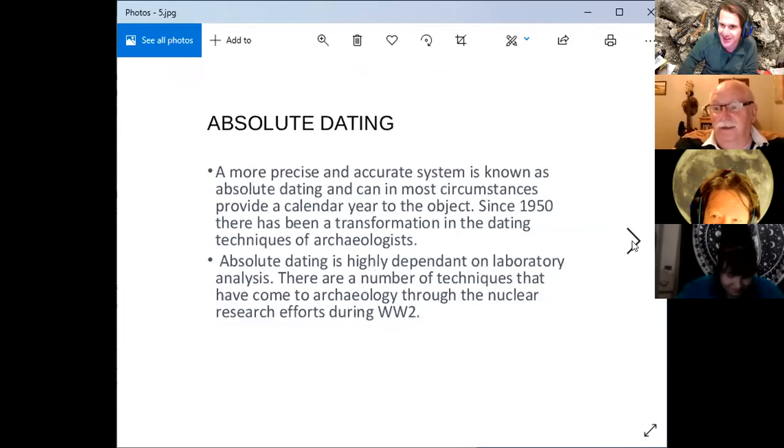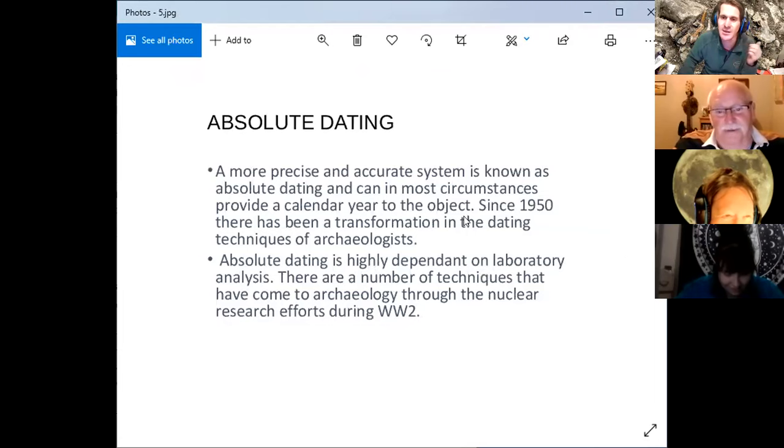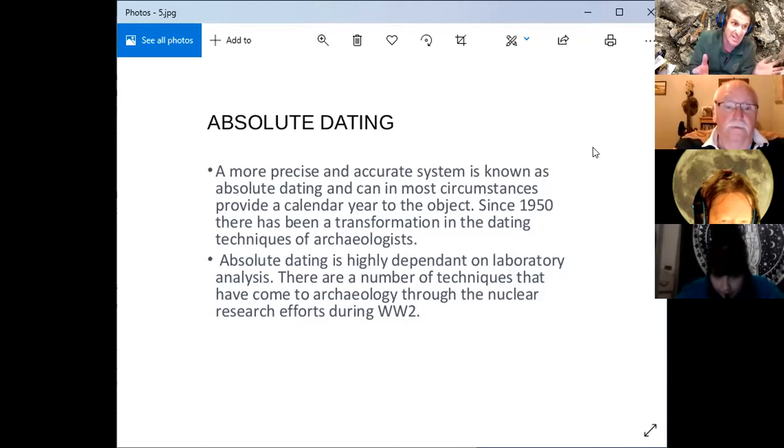I know you're 66. So absolute dating, a more precise and accurate system, is known as absolute dating and can in most circumstances provide a calendar year to the object or within a few years. When you're looking at, say, the Roman period and you get a radiocarbon date and it says it's probably 250 years AD, or because of a bit of contamination, it could be 260 years AD, that's bloody great. That's as absolute as you're going to get.